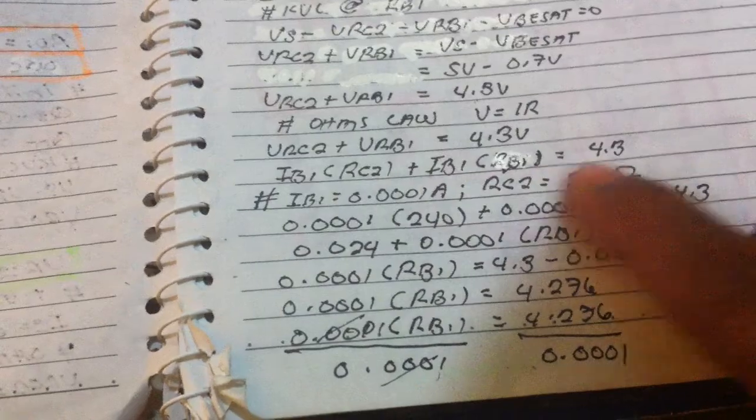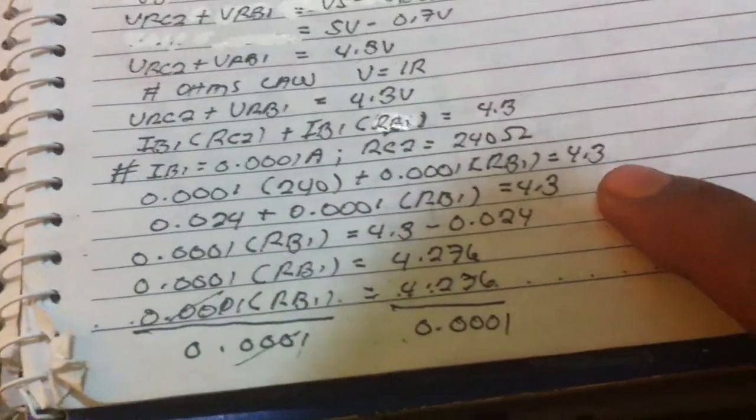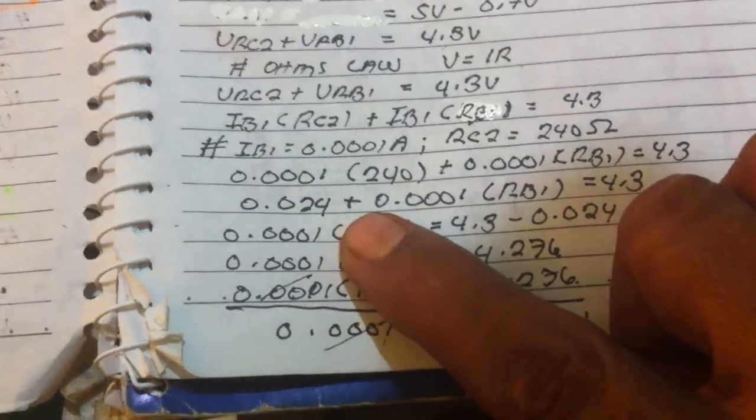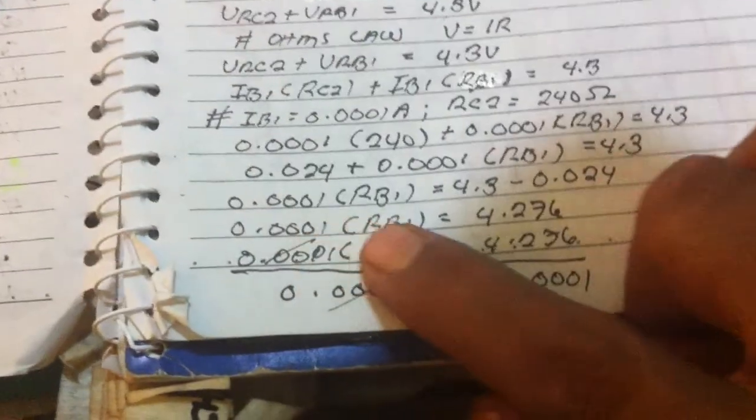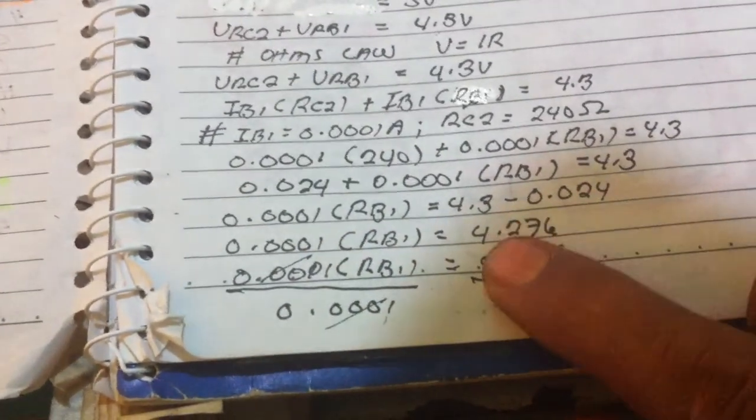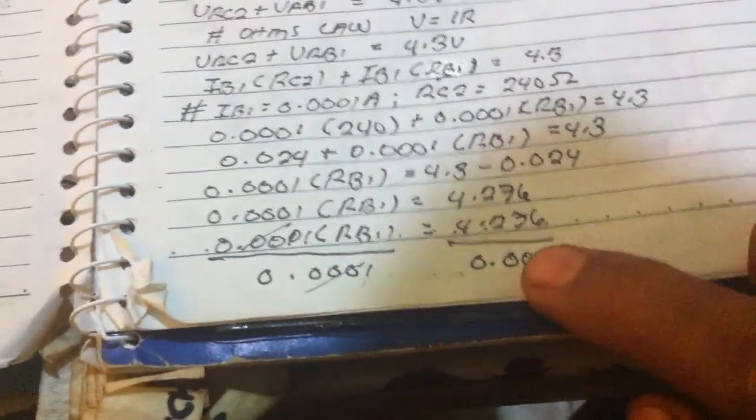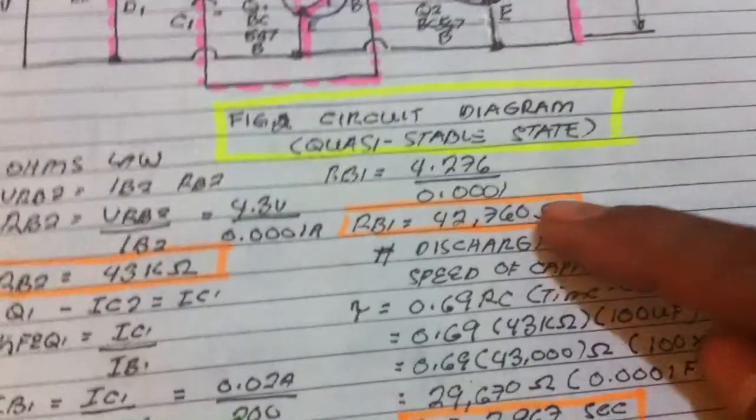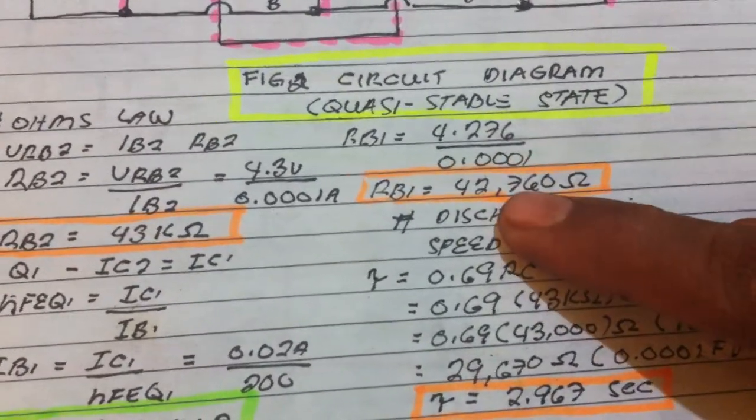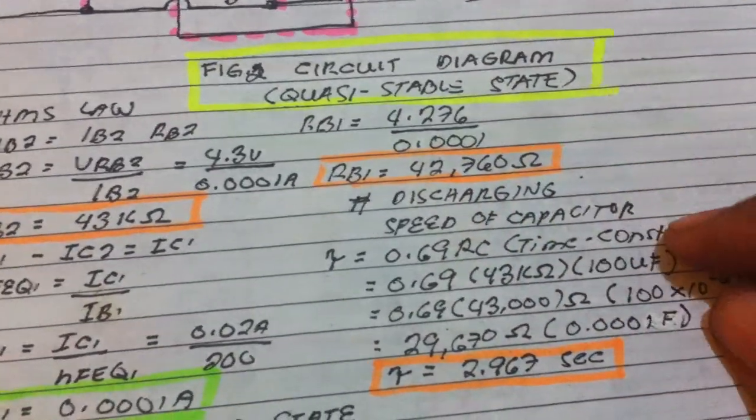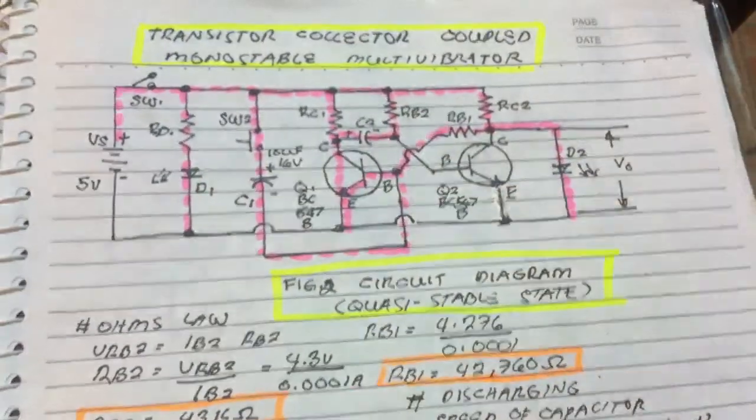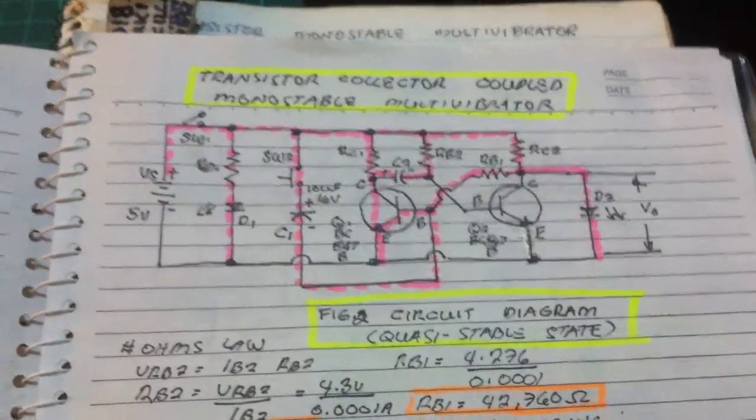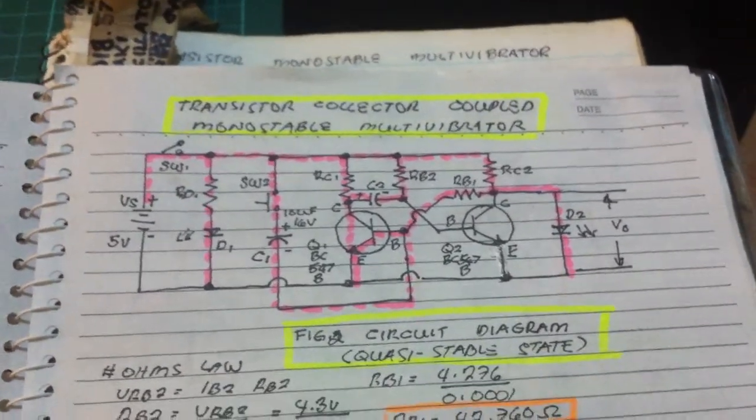Substituting into this formula, we now have 0.24, 0.20 plus 0.001 times RB1 equals 4.3 minus 4.276. By dividing both sides by 0.001, we get 42,760 ohms. That is the value of RB1. Now we all know the value of the resistor needed for the circuit to operate in monostable operation.